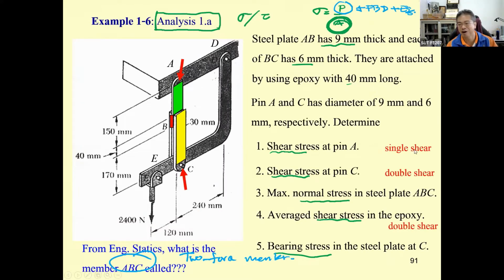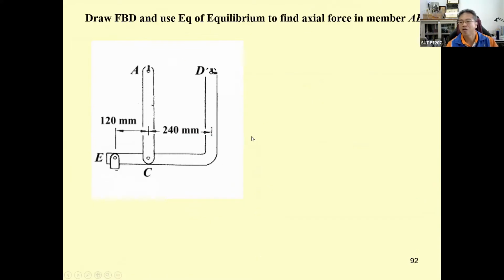Okay, I forgot about this one. We also discussed this. This is single shear, this is double shear, and this is double shear. And for the free body diagram, the A, B, C is going to be subjected to tension force.